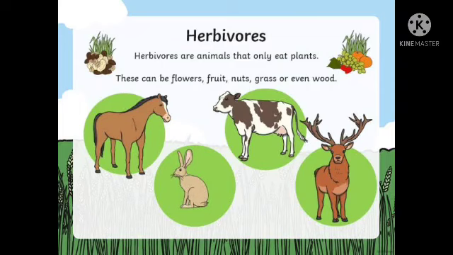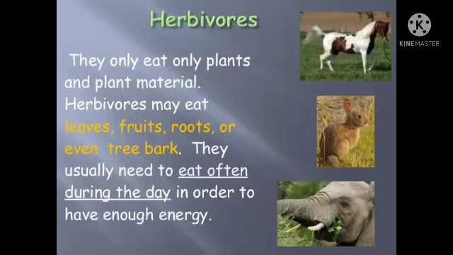Many herbivores have special features that help them to gather their food. All herbivores have strong front teeth to bite the leaves, and strong grinding teeth at the back to grind them. They have long and strong legs to move around in search of food. So, many herbivores have special features that help them to gather their food.